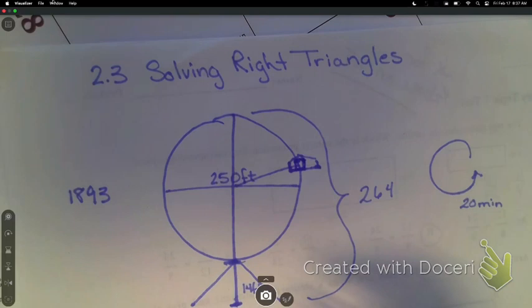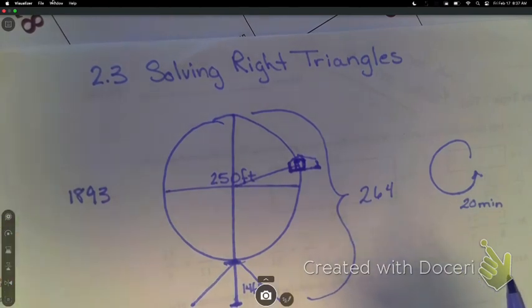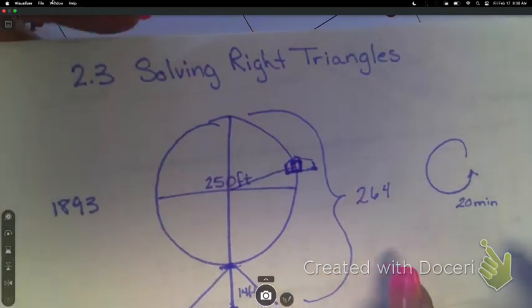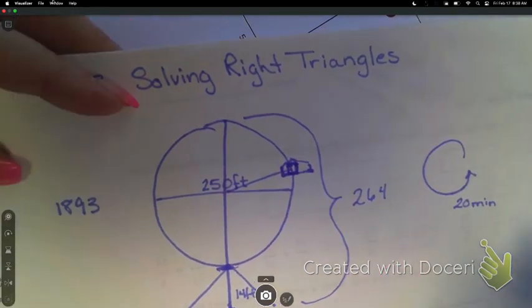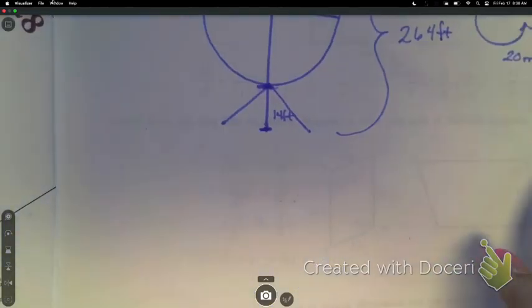Okay, there's every 10 degrees, so there's 36. Yeah, there's 36 cars on there. They're not very far apart. Okay, so can you please label that 264 feet? Yeah. Thank you. Okay, so that's the background.